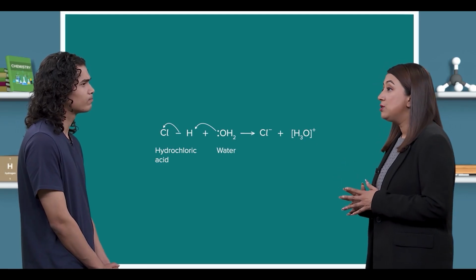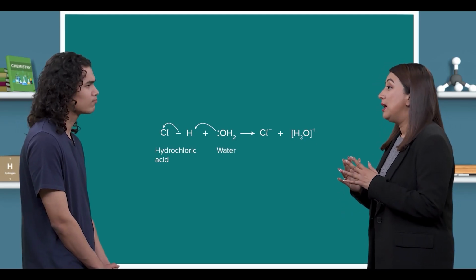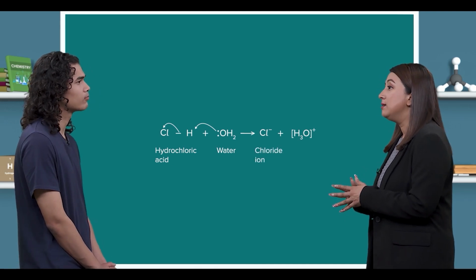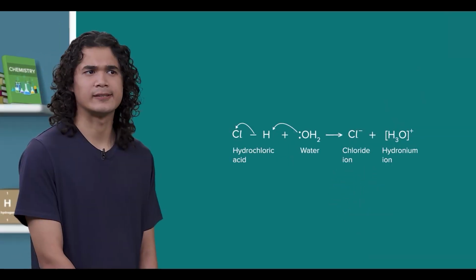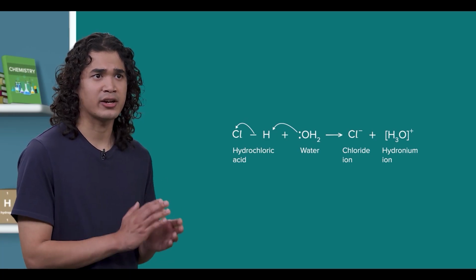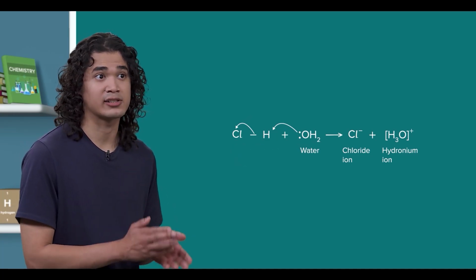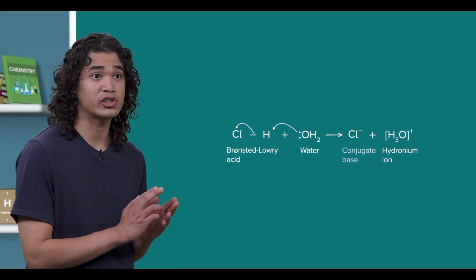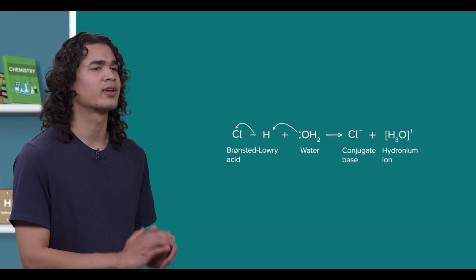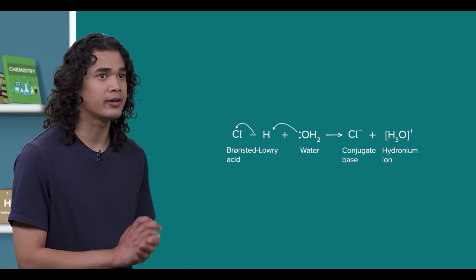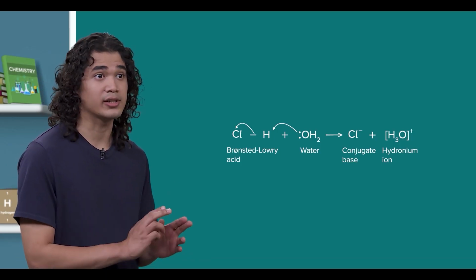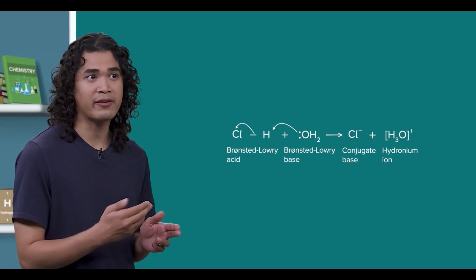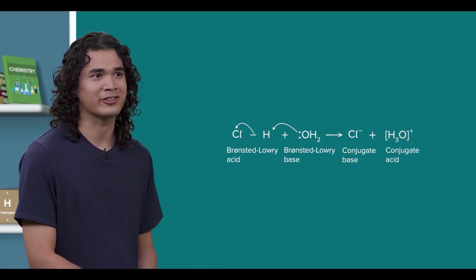Good. Take an example of hydrochloric acid and water. Here we see that a hydrogen ion is transferred from the HCl molecule to the H2O molecule to make chloride ions and hydronium ions. As the hydrogen ion donor, HCl acts as a Bronsted Lowry acid. The chloride ion formed afterward is the conjugate base of hydrochloric acid. And H2O, on the other hand, accepts the hydrogen ion, thus it acts as a Bronsted Lowry base. The hydronium ion formed afterward is the conjugate acid of water.